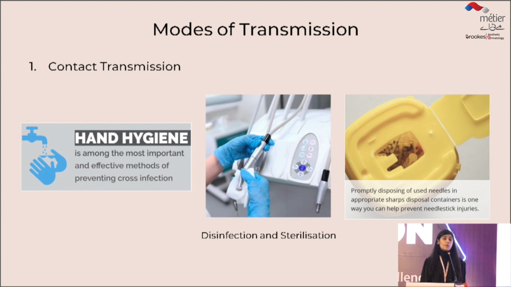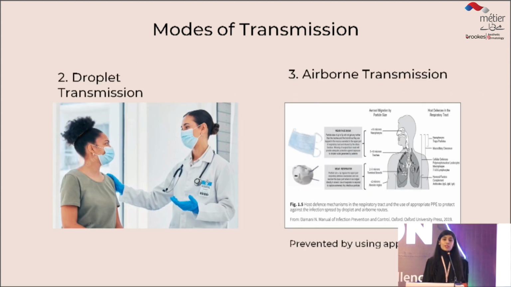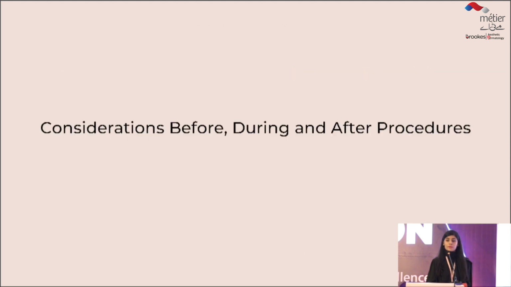Among the most common modes of transmission, contact transmission can be inhibited by proper hand hygiene, disinfection and sterilization of the machines, and prompt disposal of the sharps. Droplet transmission can be inhibited by the proper use of masks, and airborne transmission can be prevented by the proper use of personal protective equipment.